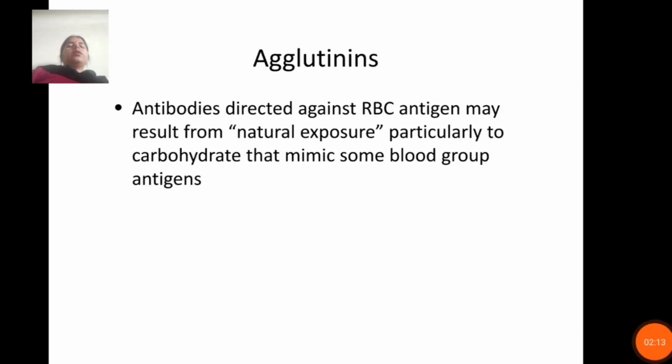Next is the agglutinin. Antibodies directed against RBC antigens may result from natural exposure, particularly to carbohydrates that mimic some blood group antigens.